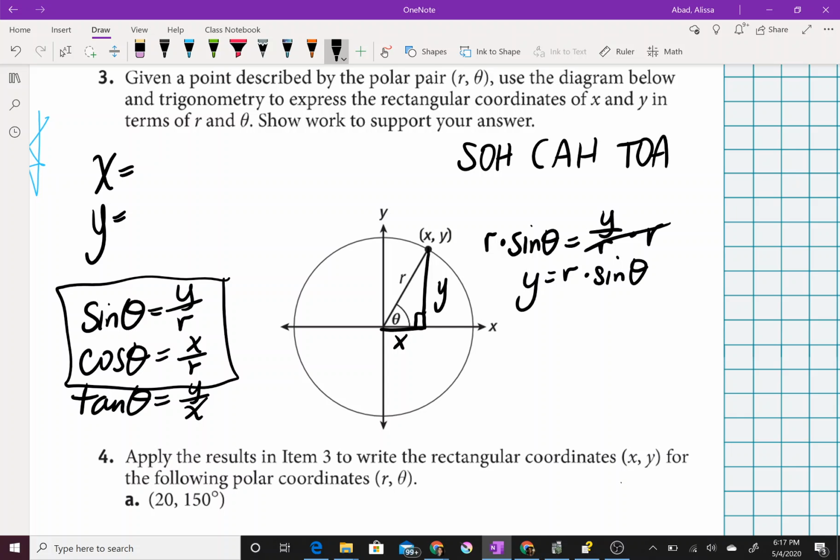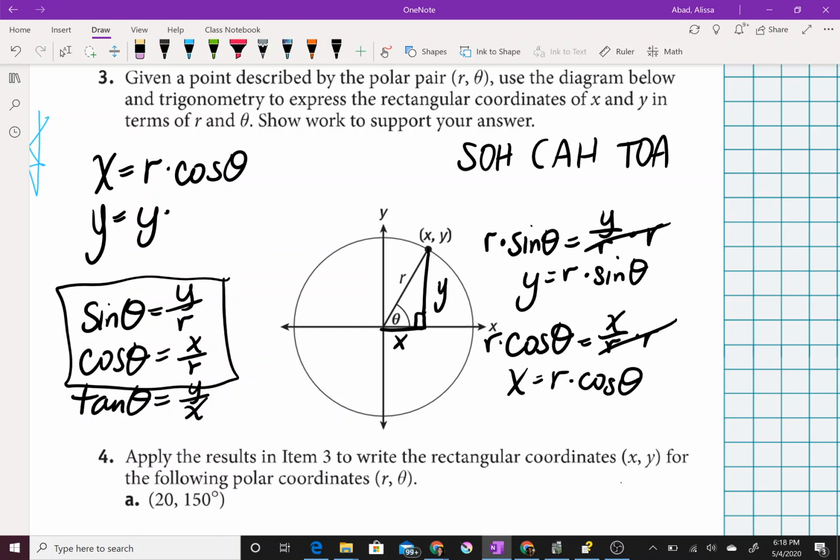Then if I take cosine of theta, that's x over r, and I can get x by itself by multiplying r on both sides. Again, r will be canceled out in the denominator, so that does get x by itself. So then I have x equals r times cosine of theta. So that is our x and y in terms of r and theta. We are going to be using these two formulas to help us convert from polar coordinates to rectangular coordinates.